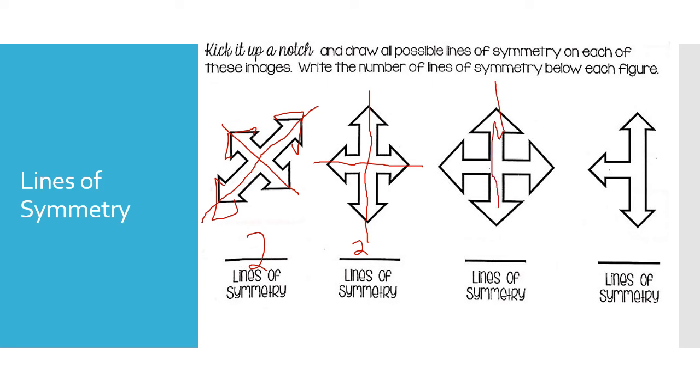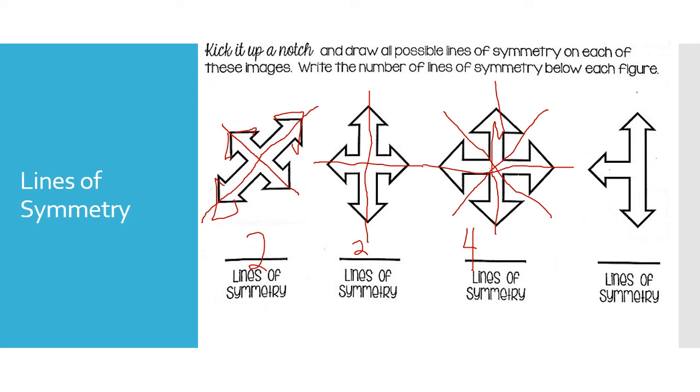Okay, next, I try vertical. Well, I'm trying to draw it, but it's pretty bad. But yes. Horizontal, yes. Diagonal, yes. Other diagonal, yes. So this one has 4 lines of symmetry. And you could have a shape with infinite lines of symmetry. But you'll probably see for these, you won't see more than 6 or something.